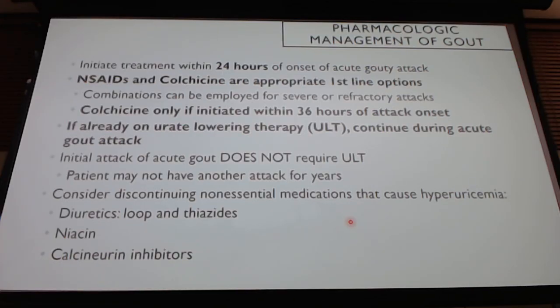Same thing with this. I may have that flare that happened and then I may not ever have one again. Doesn't mean that I need to be on chronic suppression. Does not mean I need ULT. And then looking at your medications that could help or not help in this situation, that could worsen your condition because they're increasing the uric acid levels, would be some of the things that we already talked about.